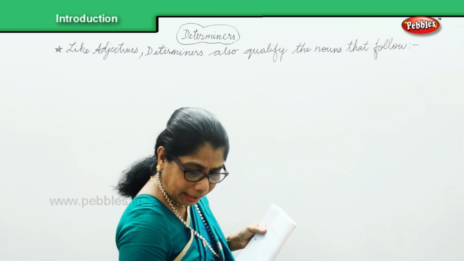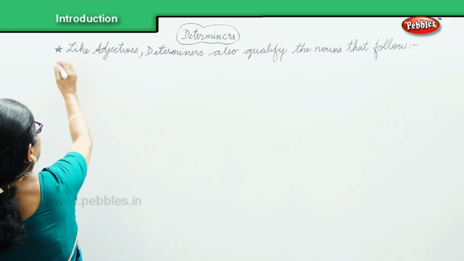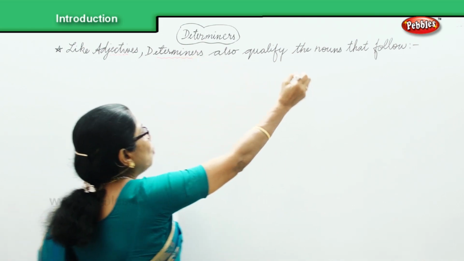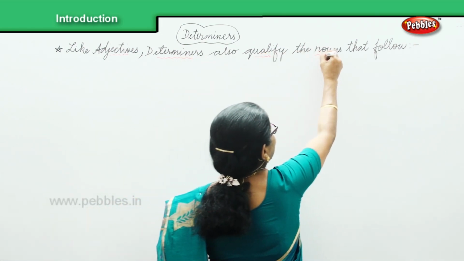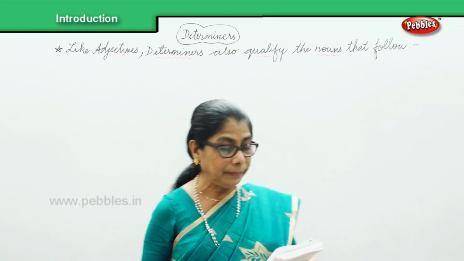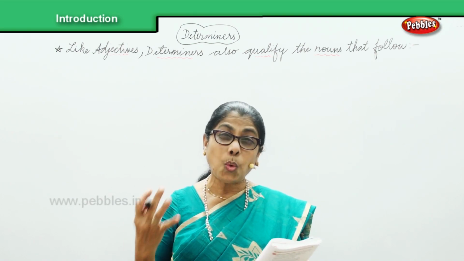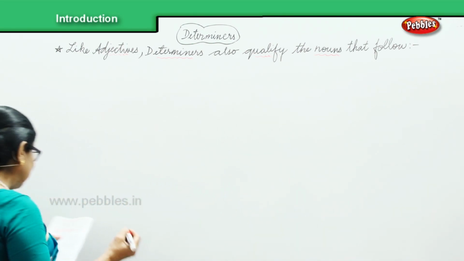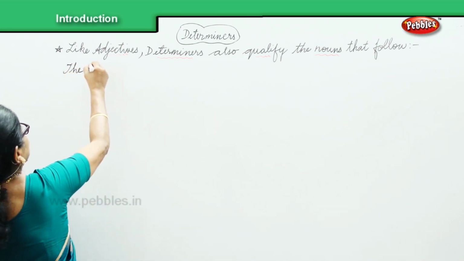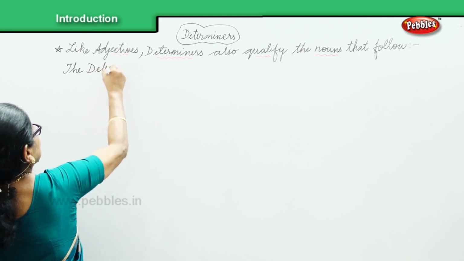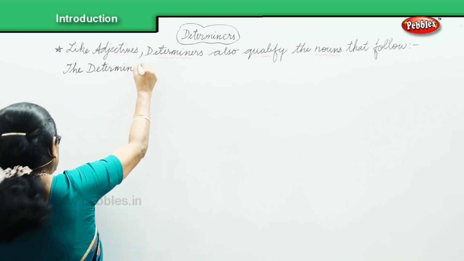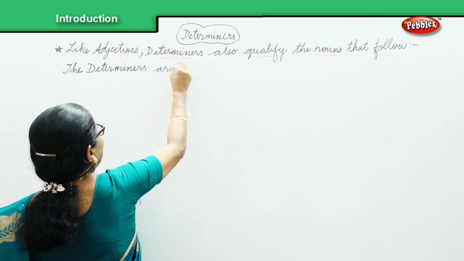Okay. Now what are we looking at? We are talking about the determiners. Like the adjective, determiners also qualify. Qualify what? The nouns that follow. In the first category, let's see determiners. Let's see actually what are determiners. The determiners are as follows.